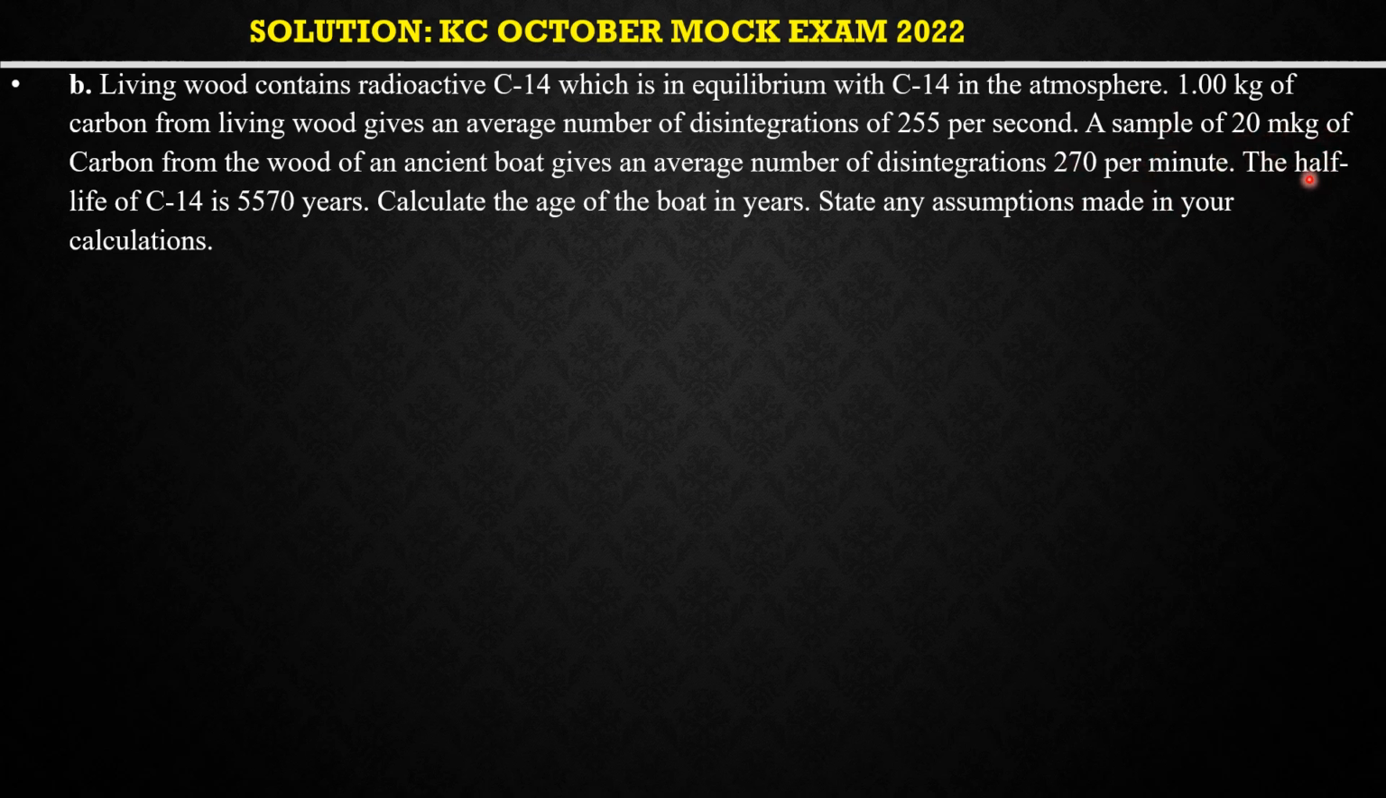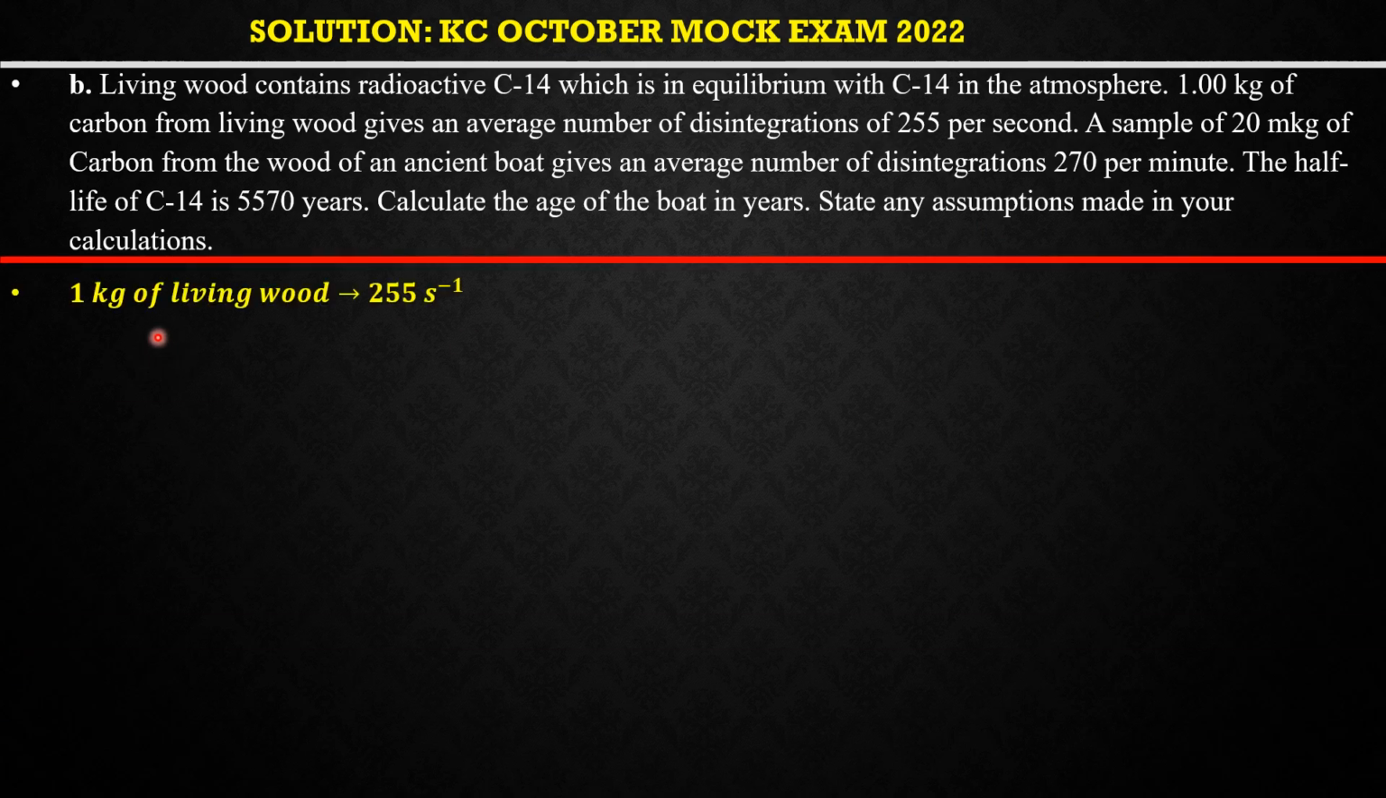milligrams, okay, so that's like 2.0 times 10 to the negative 2 kilograms of carbon from wood of an ancient board gives an average number of disintegrations of 270 per minute. Now remember that this is not activity per kilogram, so you have to make sure that you find the activity per kilogram here. All right, so the half-life of carbon-14 is this. Calculate the age of the board. State any assumptions made in your calculations.